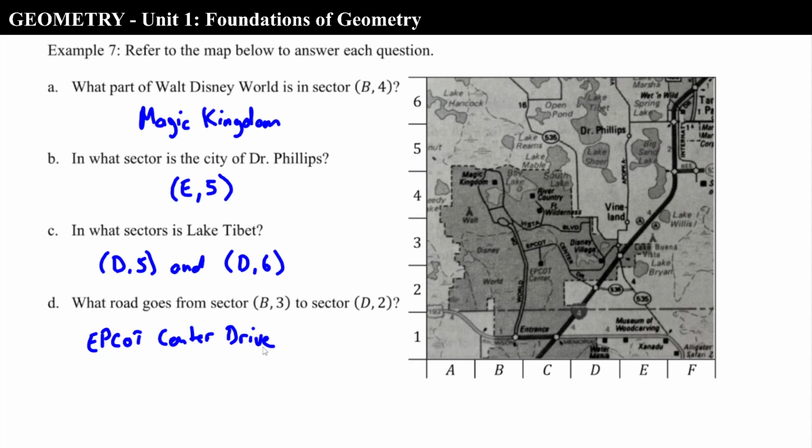All right, so that's pretty much all we have for section 1 of Unit 1. As we move forward, we're going to be talking a little bit more about lines and parts of lines in section 2. Section 1.2 is going to be on segment relationships.